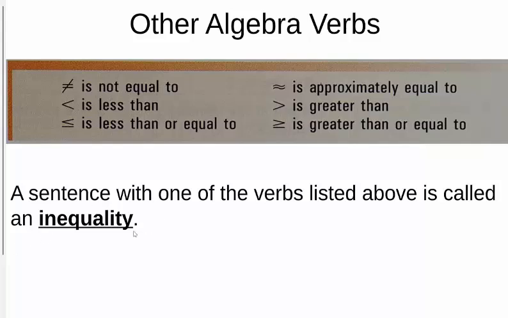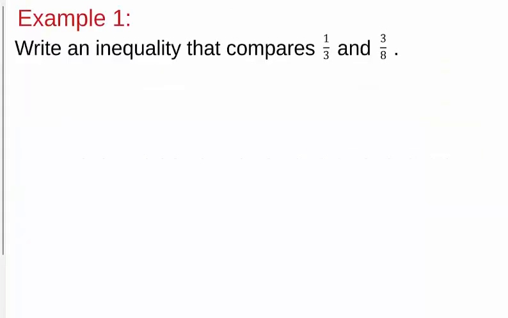And so a sentence with one of these is called an inequality because it's saying it's not equal. So let's look at our first example. It says write an inequality that compares 1/3 and 3/8.